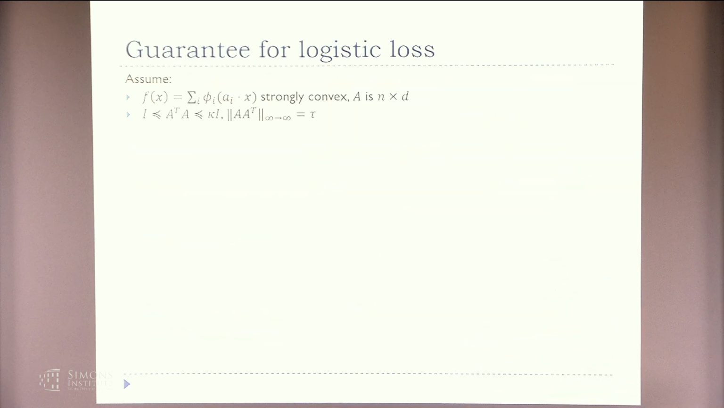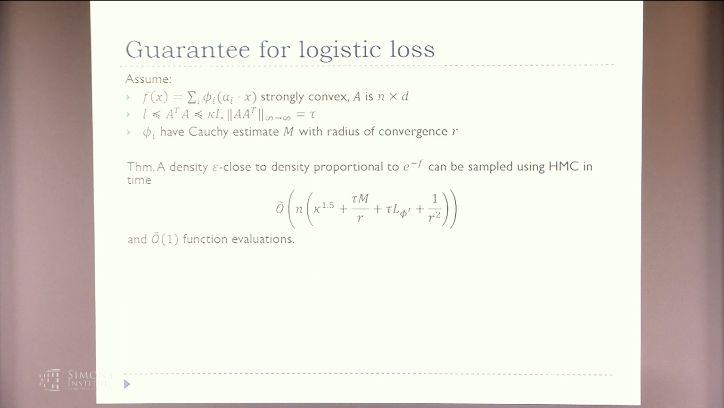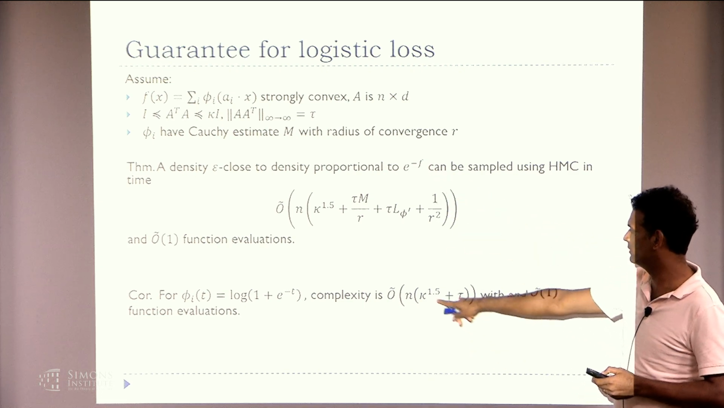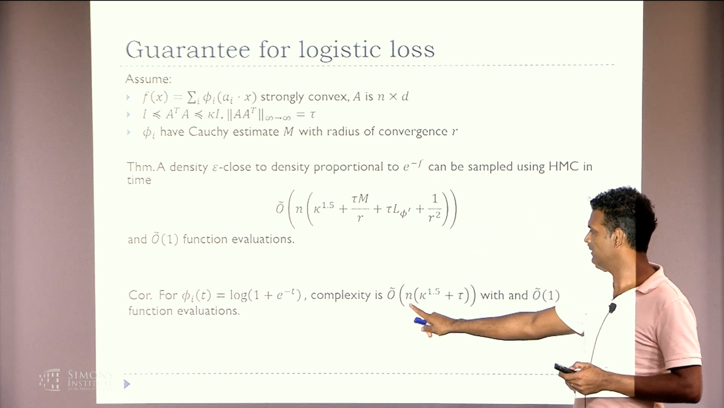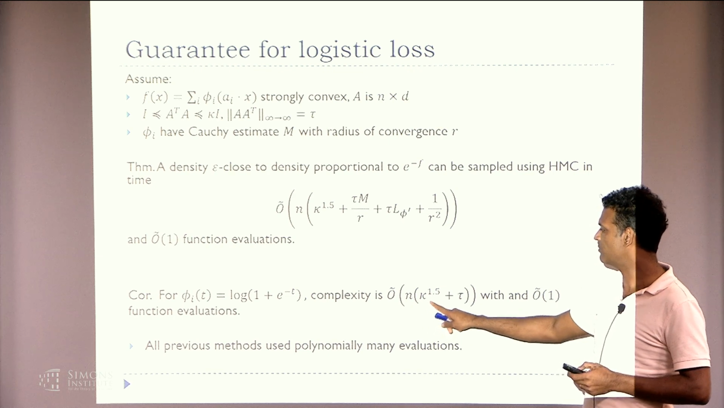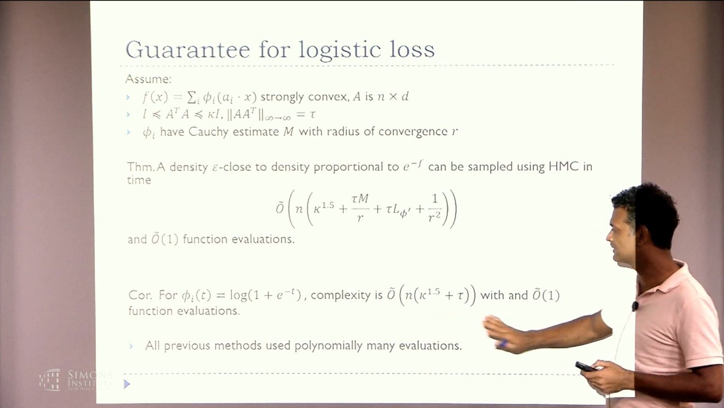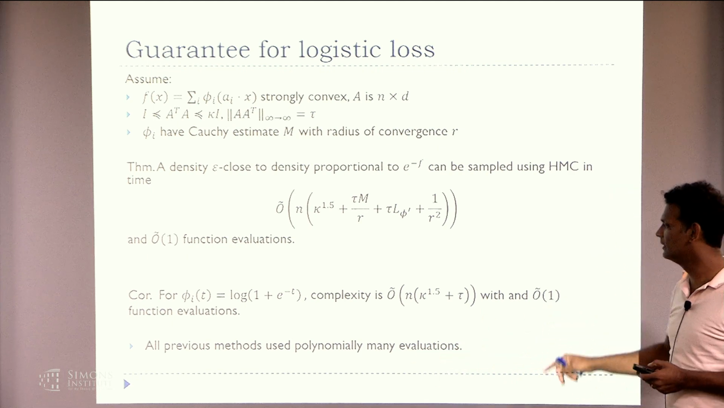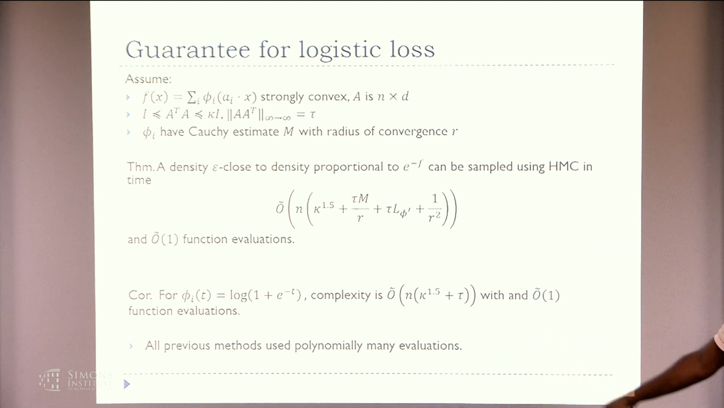Okay, for logistic loss, let me just put up the result. Here's what you get. This is for general functions phi, but for the log one, you get linear in n and kappa to the 1.5. That's the total time plus O tilde 1 function evaluations. That's a single log. So it's actually truly linear times the condition number to the 1.5.